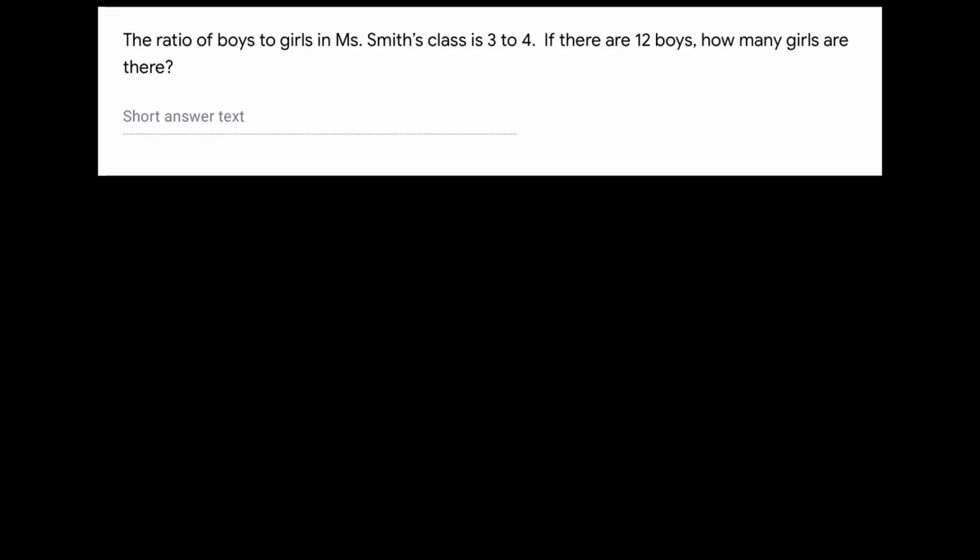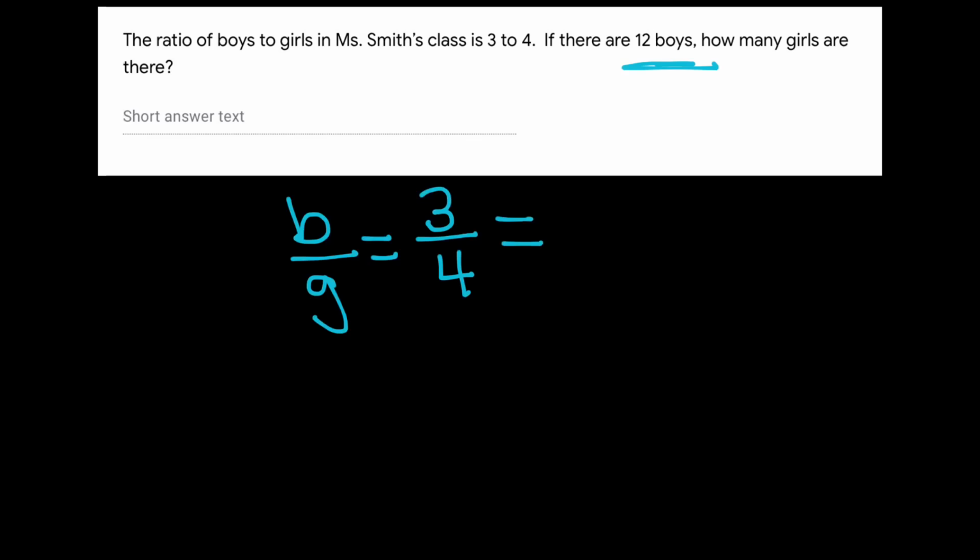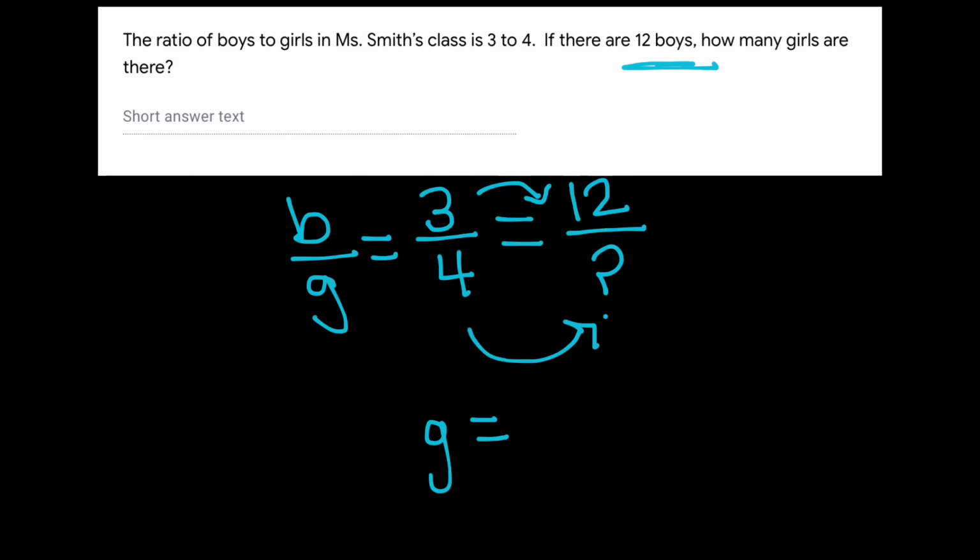The ratio of boys to girls in Miss Smith's class is 3 to 4. So we have boys to girls is going to equal 3 to 4. If there are 12 boys, it tells us boys, so we have to follow our order. So boys is 3, now we know boys is 12. We need to know how many girls. So you need to figure out, how do we go from 3 to 12? You do the same thing to 4 to here, and that will tell you what your girls equals.